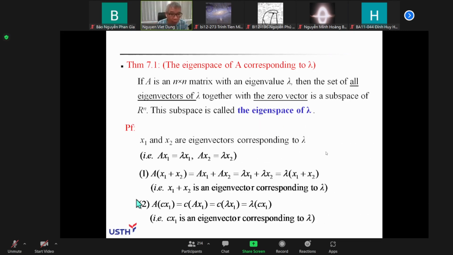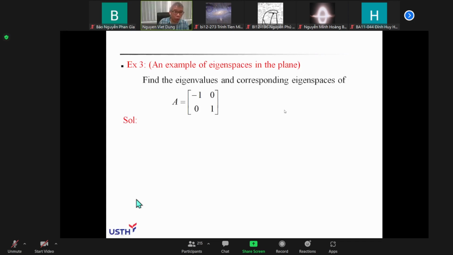And here is some explanation. Once again, I repeat that to show that something is a subspace, you need to verify only two properties, property number 1 and property number 6, like what you are seeing on the screen here. And here is an example. If you consider A to be that, you need to find the eigenvalues and the corresponding eigenspaces. So you are going to see what the eigenspace is now. A is like that. Now we consider any vector v with coordinates x and y. You multiply them together, you get minus x and y.